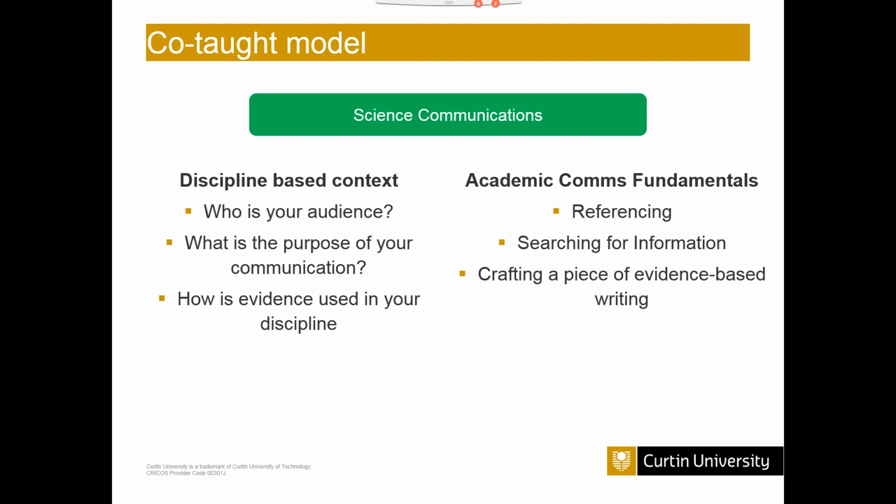The second facilitator is a communications expert. They're going to talk to you about the mechanics of referencing, for searching for information, and for crafting a piece of evidence-based writing. Just highlighting that phrase for a second, evidence-based writing, you're going to see it again and again through this unit.